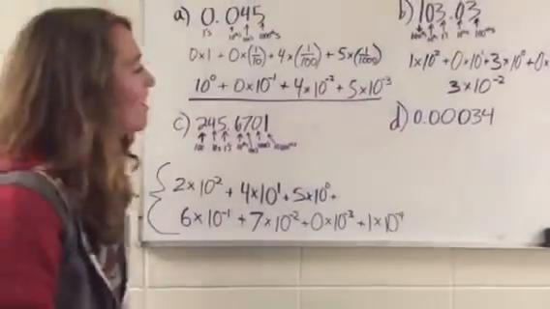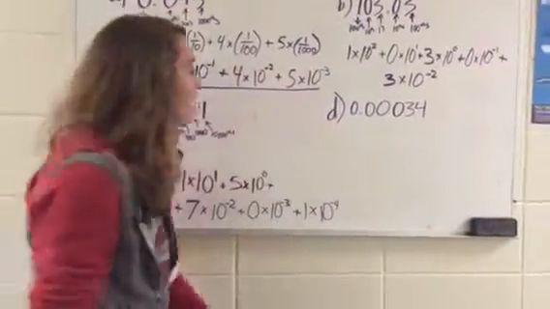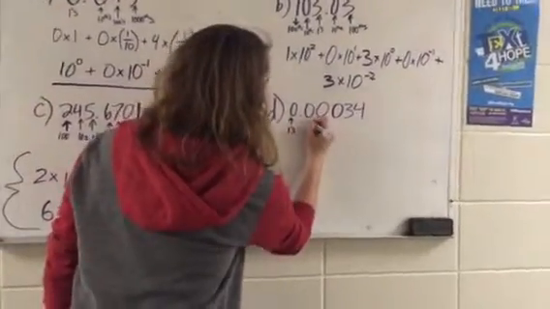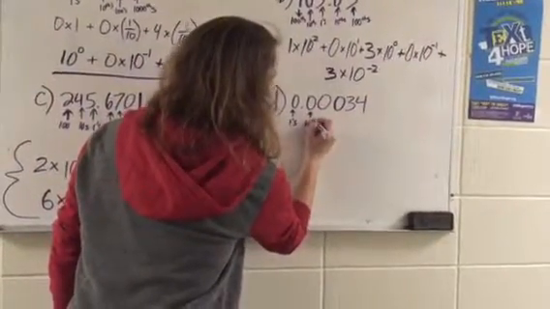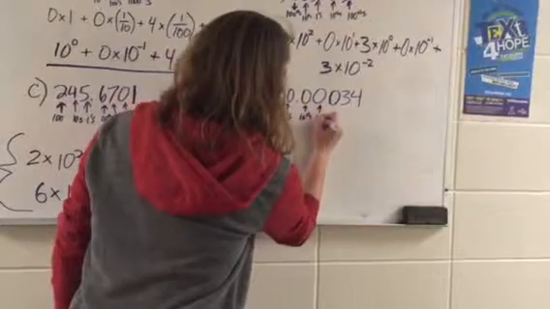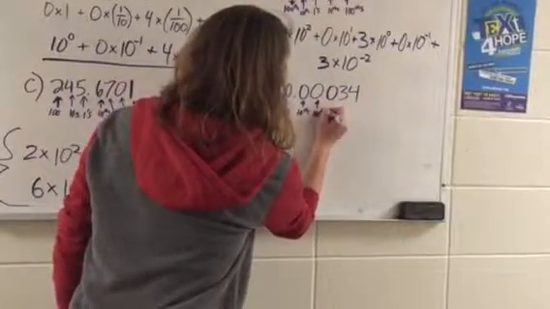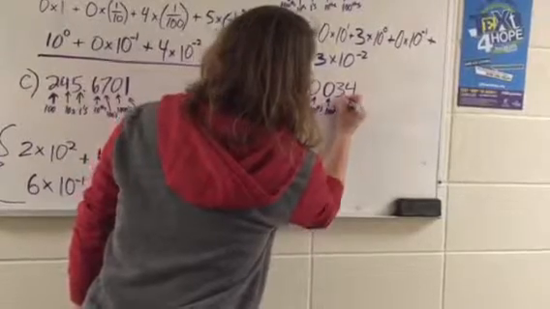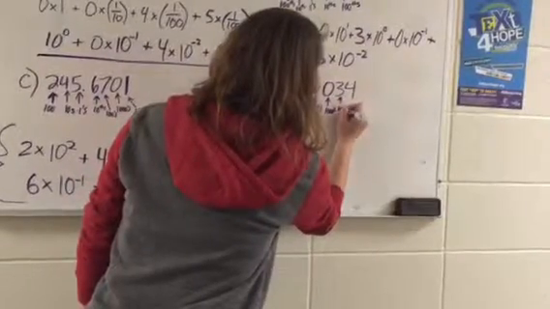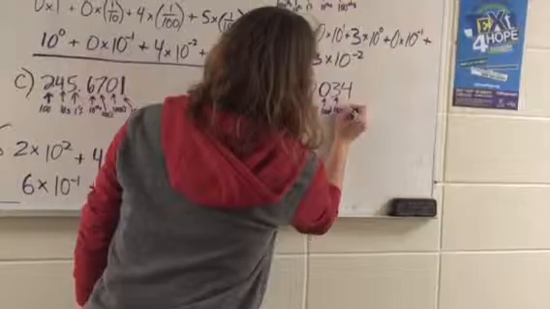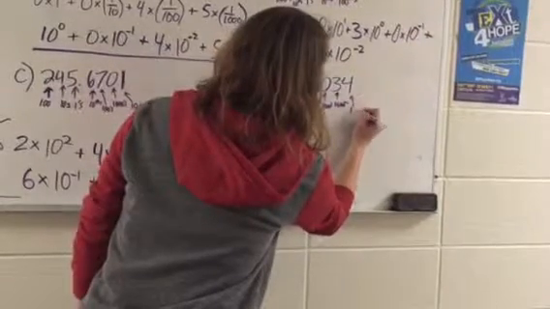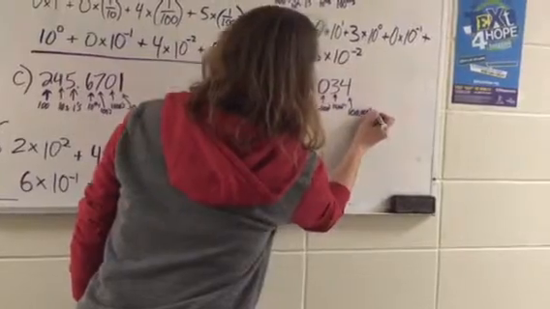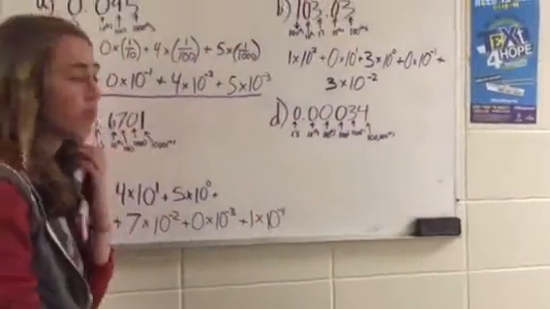That's a big long one. Last one, we're going to move on to D. I'm going to break this down once again. We've got our ones place, our tenths place, our hundredths place, our thousandths place, our ten-thousandths place, and finally our hundred-thousandths place. I'm going to break this one down.